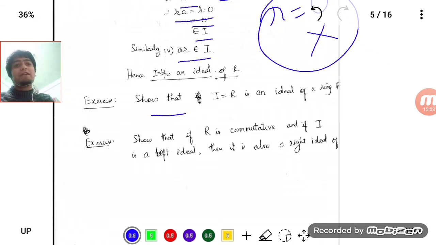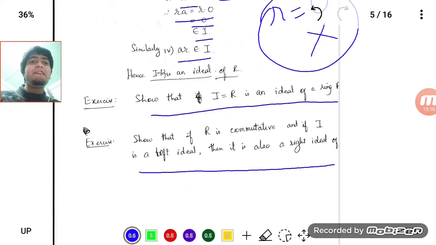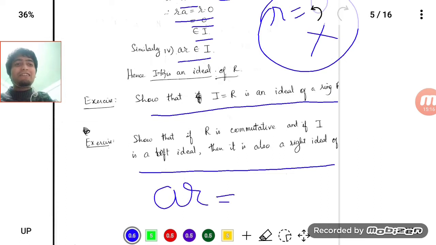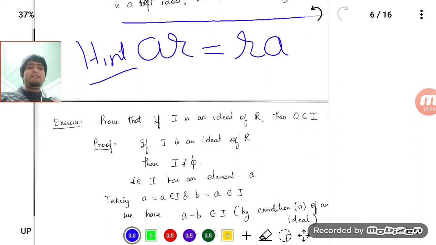You can try this one as an exercise. Similarly for this one, show that if it is a left ideal, then it is also a right ideal. The hint for this one is that ar will be equal to ra, right? ar is equal to ra. That is the hint. Another exercise.